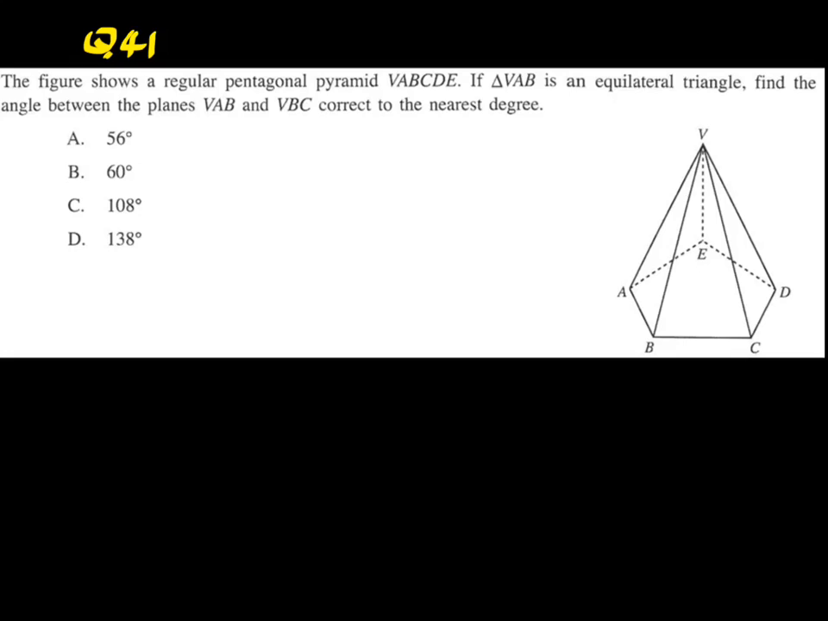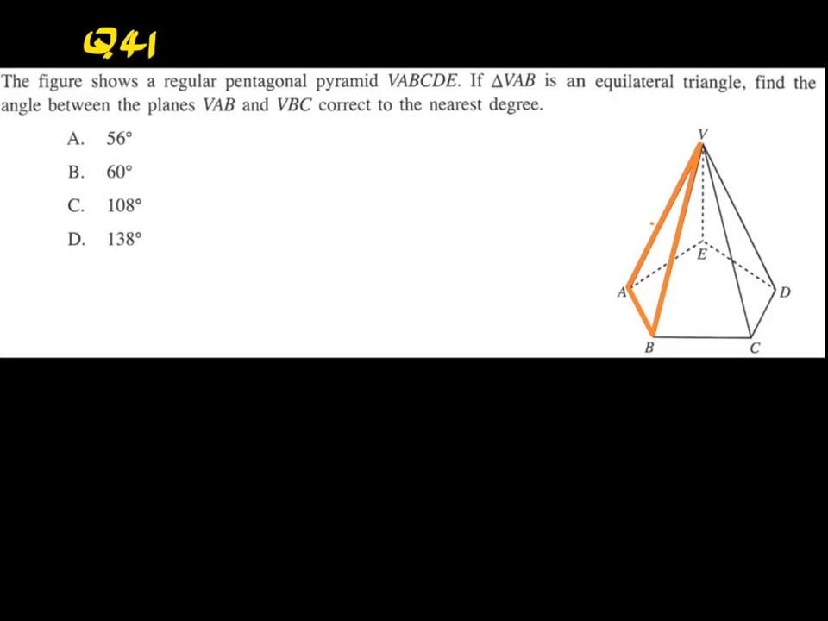Right, now, question 41. We have a pyramid, and the base is a regular pentagon, and all the triangles are equilateral triangles. And we want to find the angle between the two planes. So let's take a look.